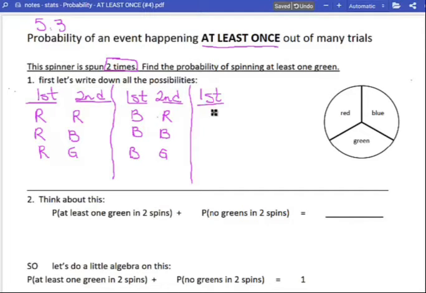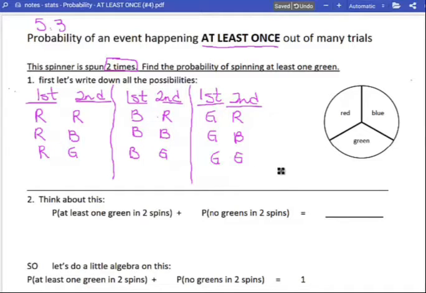Okay, well red doesn't have to happen first, and also blue doesn't have to happen first. So what's the other way that can happen first is green. So if we start with green, how many different ways? So we can do green and red. We could also spin a green and then a blue. Then we could also spin a green and then a green, right? And so there's all the ways.